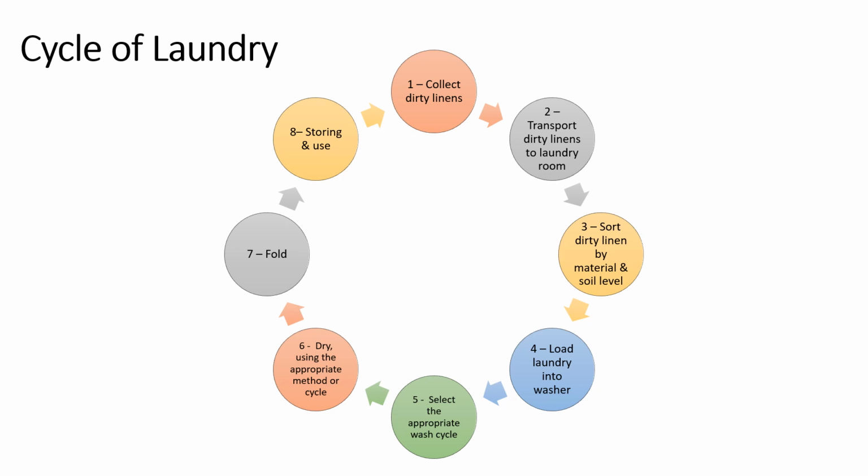It will be the responsibility of the housekeeping manager to put procedures in place for each of these steps. The housekeeping manager will need to consider the life of the linens and the efficiency and expenses that are required to keep the laundry room operational.